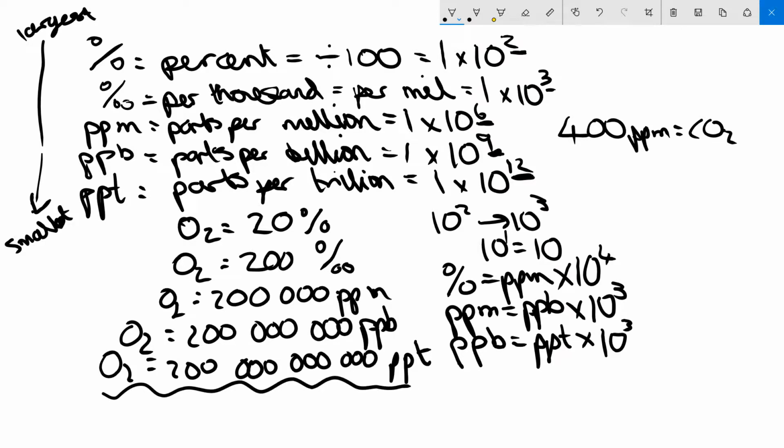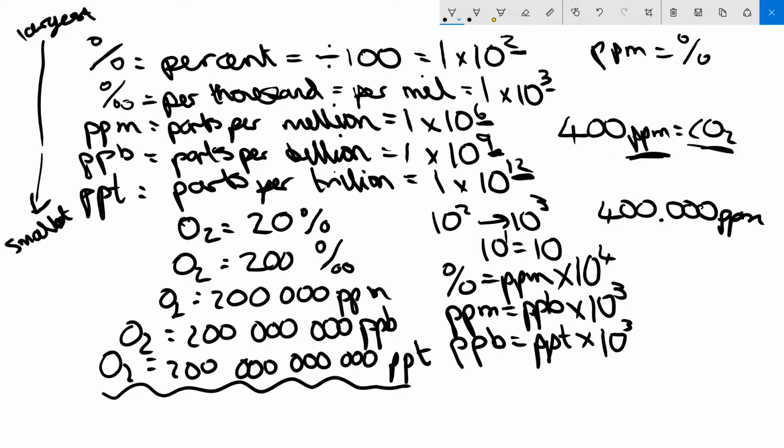So in atmospheric chemistry, we usually use the units that are most appropriate, depending on the compound that's being talked about. So for example, carbon dioxide is almost always referred to in parts per million. So if we say there are 400 parts per million of carbon dioxide in the atmosphere, if I wanted to find out what this was in a percent, then I'm going from 10 to the power of 6 to 10 to the power of 2, which is a difference of 4.